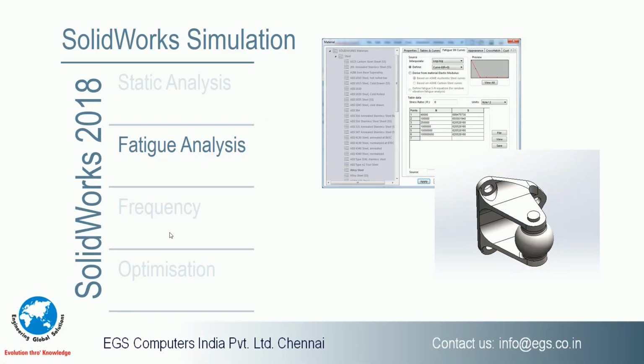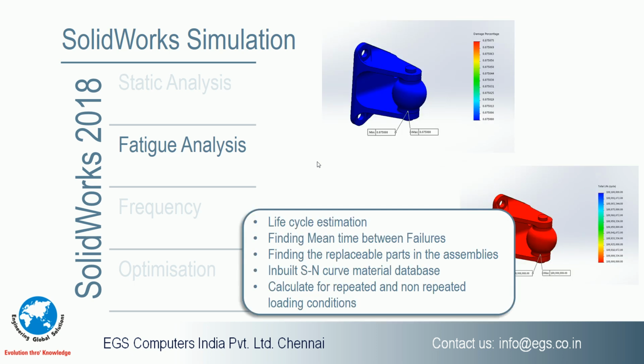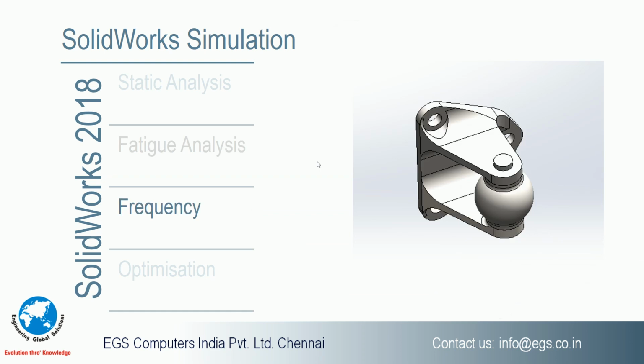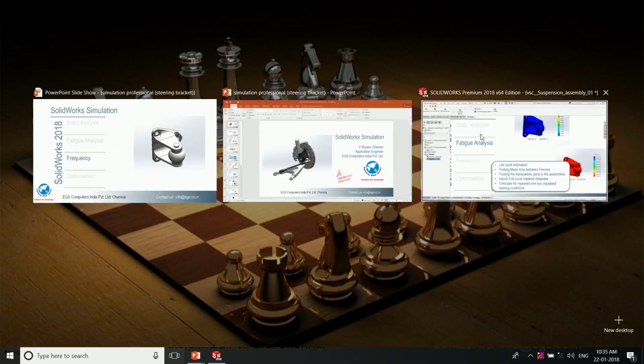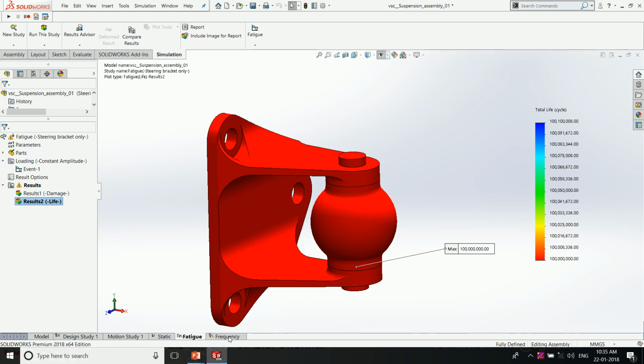And the most important thing in fatigue analysis is we have an inbuilt database of S-N curves. We don't need to get it from externally. We have inbuilt data. So what we have come across in fatigue analysis is calculating the life cycle and the mean time between failures, and finding the replacement parts in the assemblies. Frequency. Now let's see the frequency model.